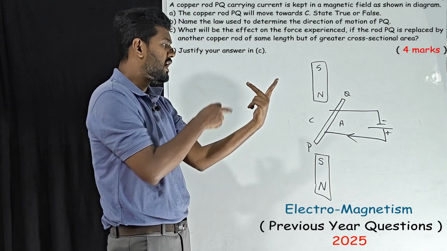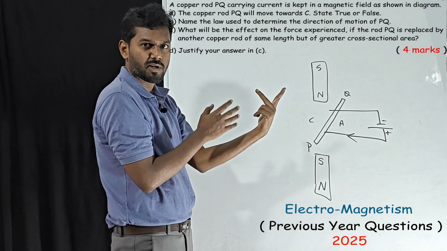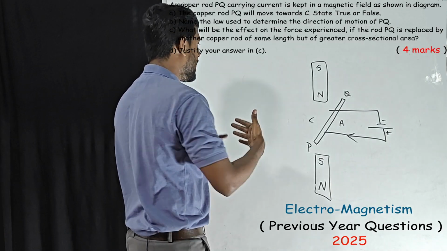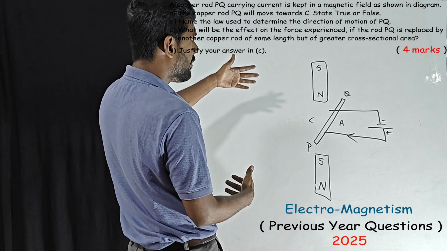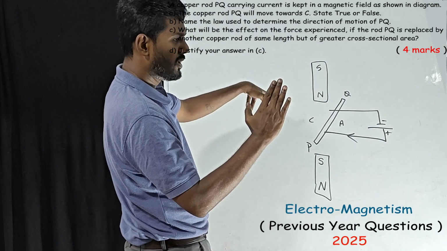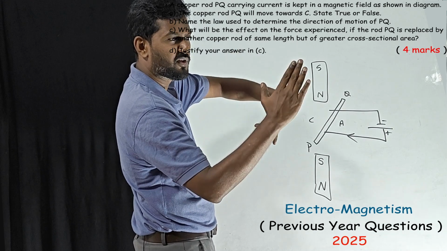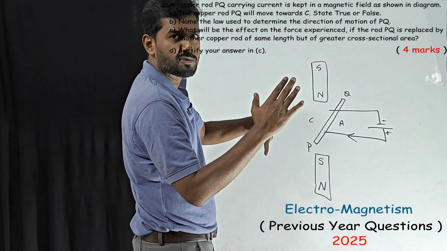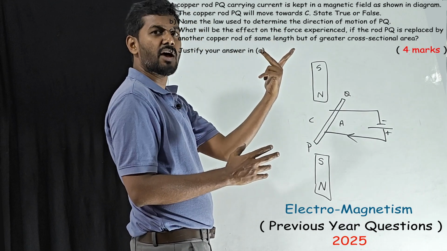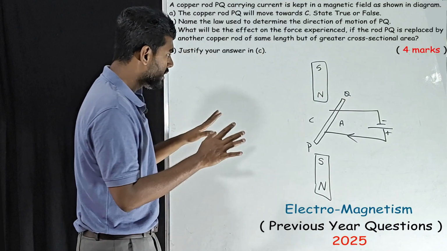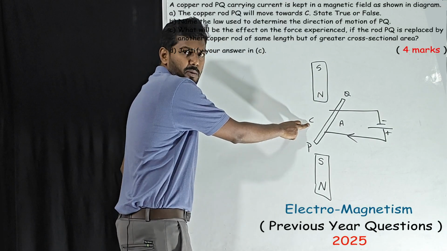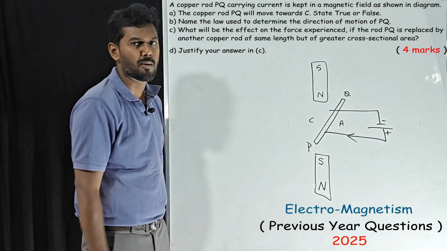Okay, if it is like this, this will be away from the observer. Correct. So if I am standing in front of the board, the observer is here. If you get it like this, it is towards the observer. If it is like this, it is away from the observer. Correct. Now we have to analyze whether C is the observer or A is the observer.